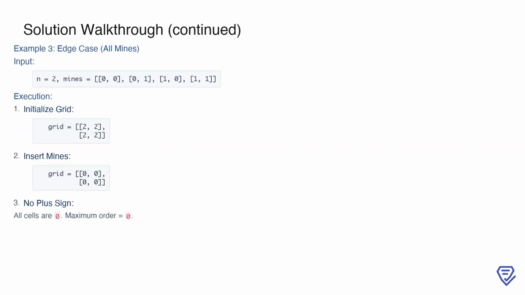In the edge case where all cells are occupied by mines, the process is straightforward. Here, the input specifies a grid size of 2 by 2, with mines placed at every cell.